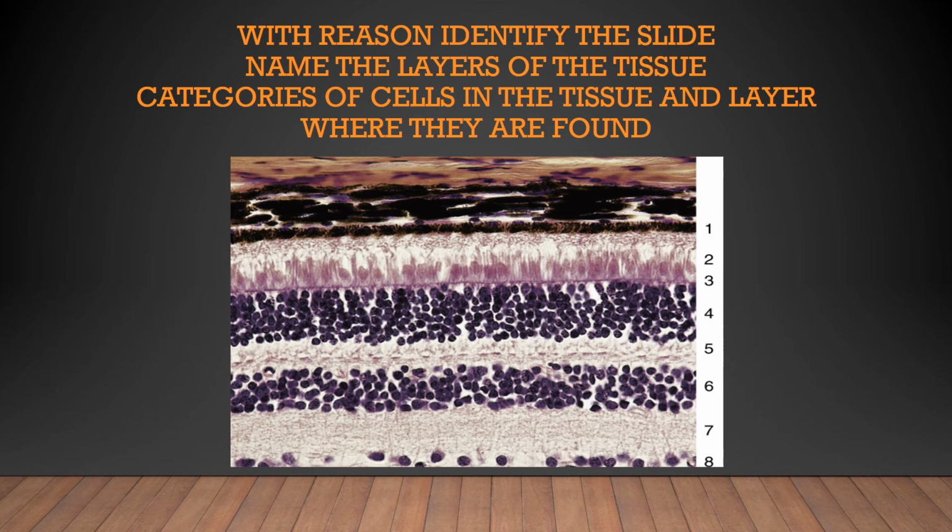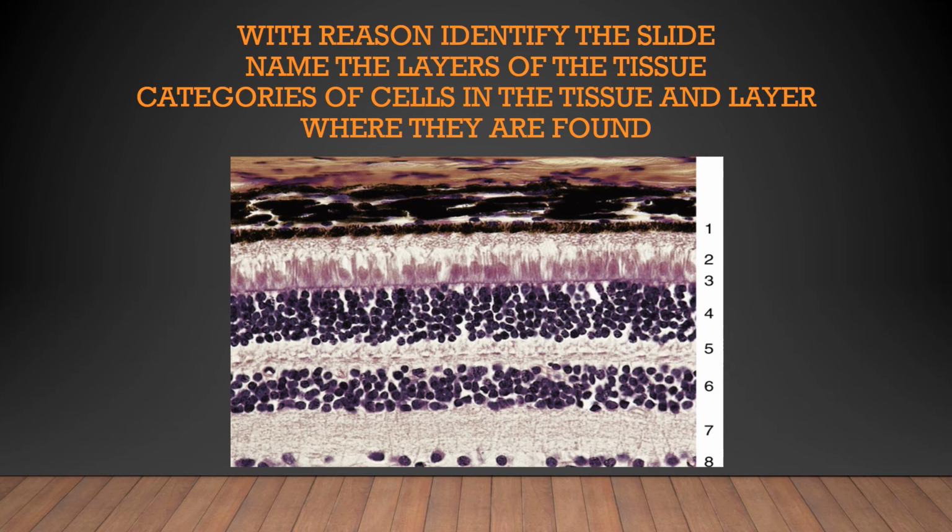Layer 3 is the external limiting membrane, so it's a series of junctional complexes between the Müller cells and the photoreceptors. Layer 4 is the outer nuclear layer, so it contains the nuclei of rods and cones. Layer 5 is the outer plexiform layer, so it's a synapse between the axons of rods and cones and the dendrites of the bipolar neurons and processes of horizontal cells.